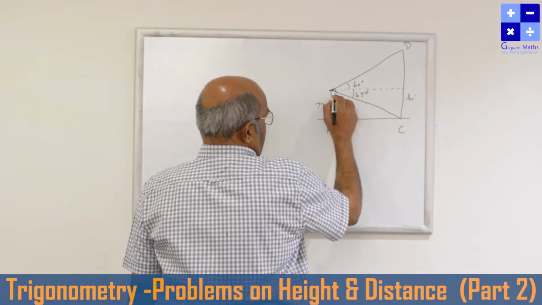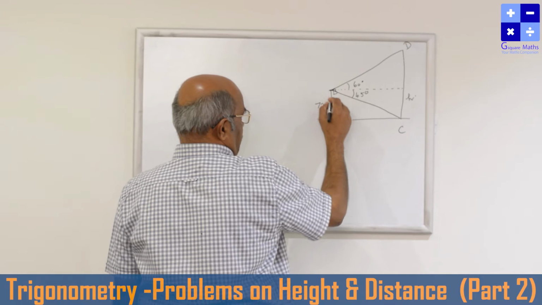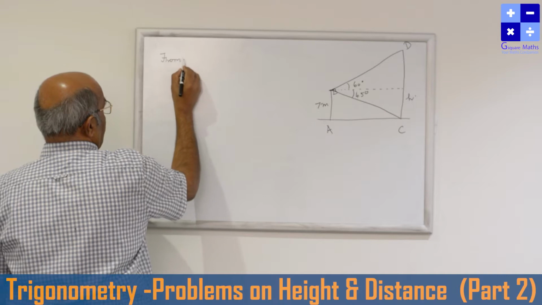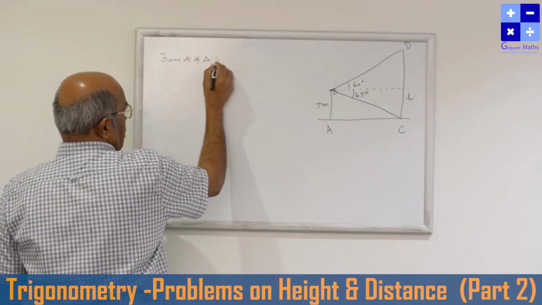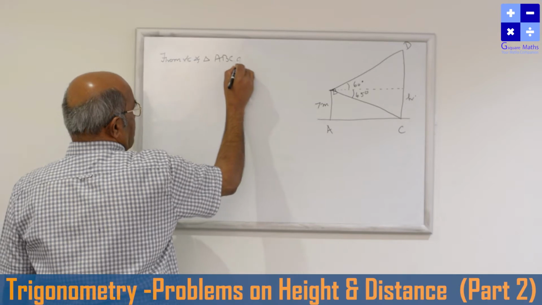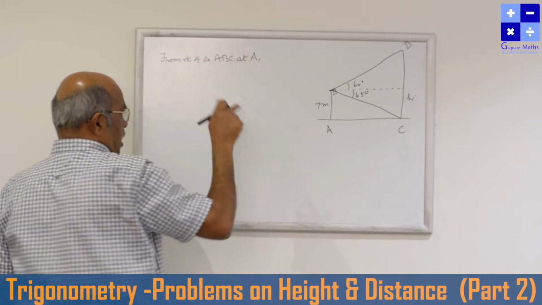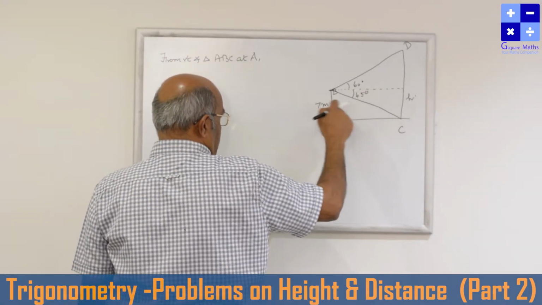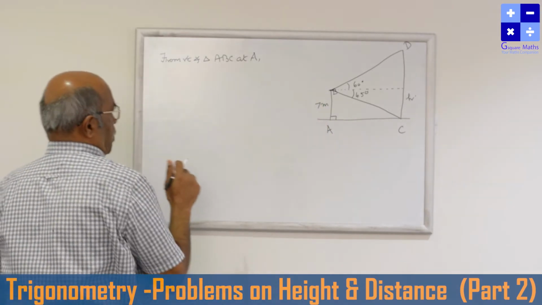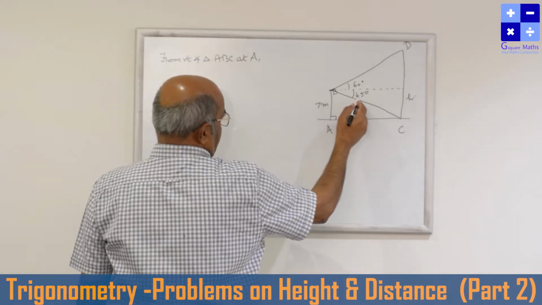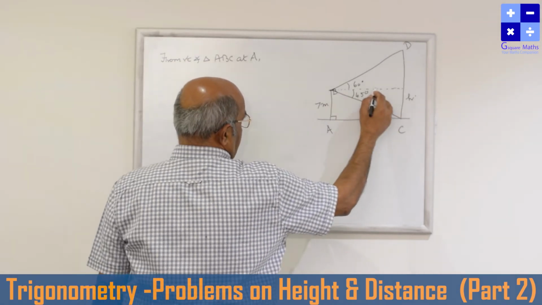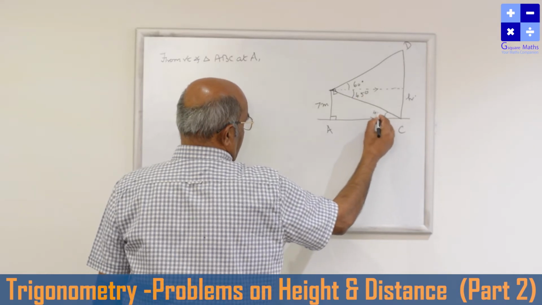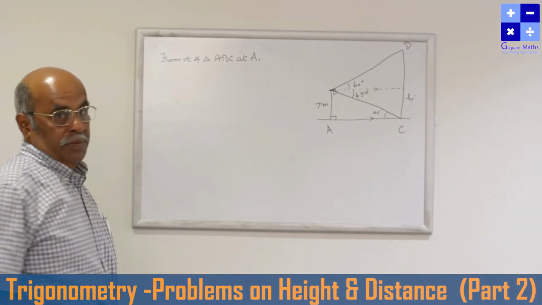This is the eyesight of the observer, this is the building height. So from the right angle triangle ABC, right angle at A. We are writing at A where the right angle is. This is 90 degrees. That means this is the hypotenuse, this is the base and this is the height. So this angle is 45 degrees. If this is 45 degrees, this is the eyesight, these two lines are parallel. So if this is 45, this is also 45. Right?